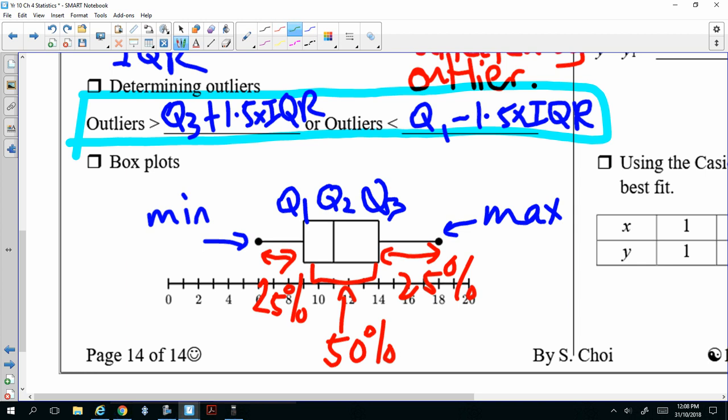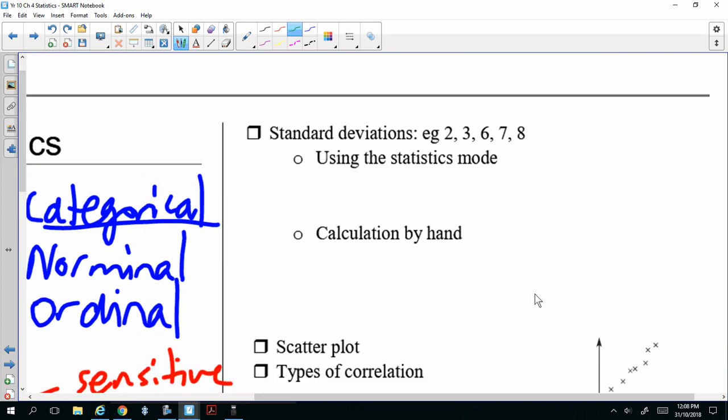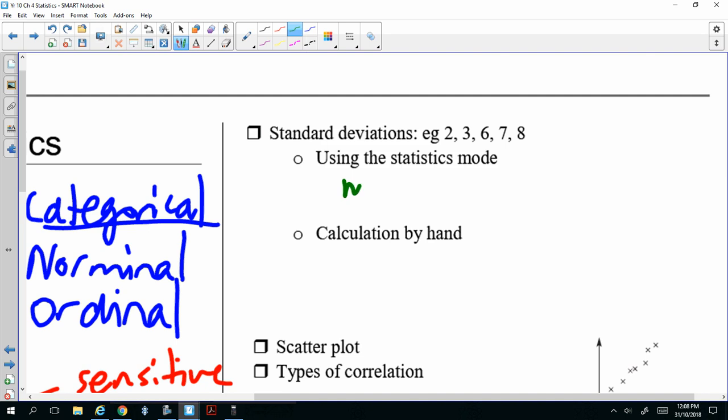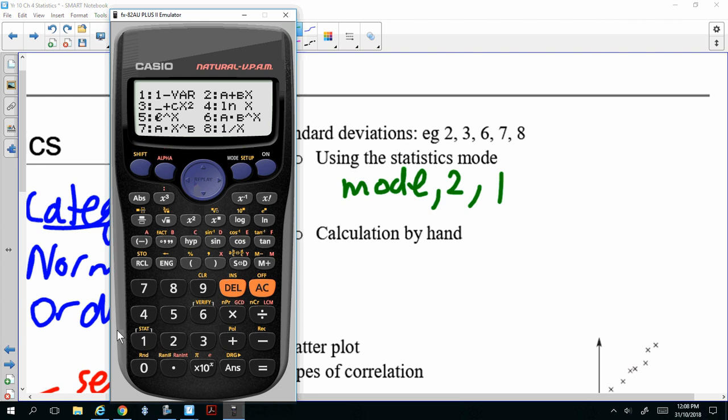We'll also learn about other things. Standard deviation, so we can do it by statistics mode. So how do I do statistics mode? We have to press mode, press 2, and then press 1, okay? Mode, press 2, press 1. Let's try to do that. One variable, x. And then you enter the scores, 2 equal 3 equal 6 equal 7 equal 8 equal. Okay, and then press AC, press shift 1, 4.